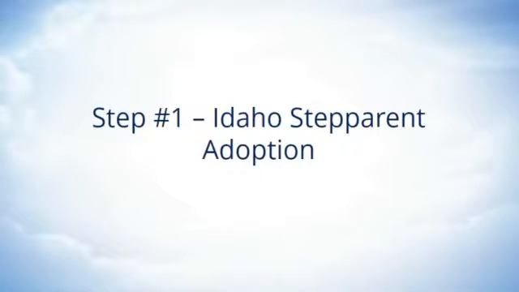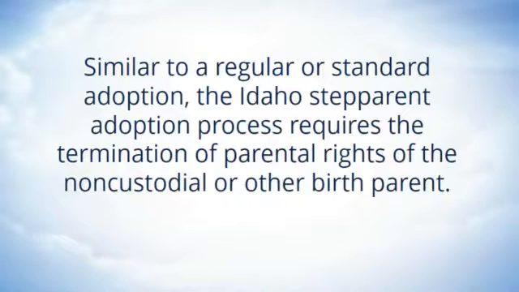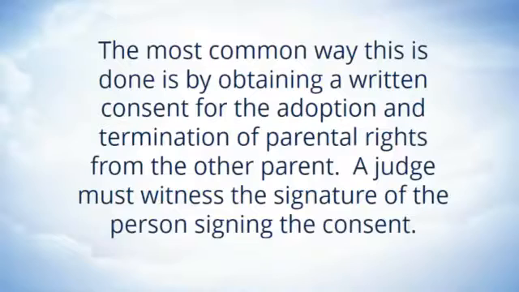So let's talk briefly about the first step in the adoption process. Similar to regular or standard adoption, the Idaho step-parent adoption process requires the termination of parental rights of the other birth parent. The most common way this is done is by obtaining a written consent for the adoption and termination of parental rights from the other parent. A judge must witness the signature of the person signing the consent.